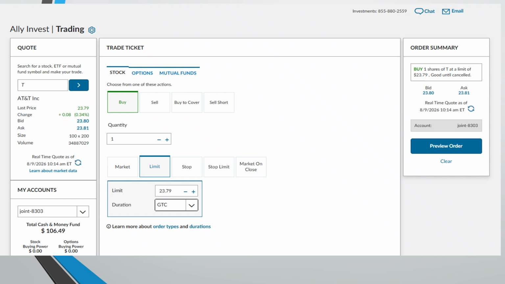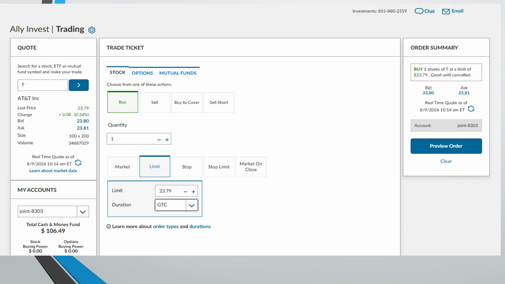And you can see here now you pick how you're going to buy it. You can buy it at market, and that's okay if the market's open and it's a company that trades a lot of shares. AT&T trades a lot of shares, so it's fine to do it at the market. But almost always I recommend do a limit. And when you're doing a limit, it means this is my price I'm going to buy it for. And if it is above that price, it won't trade. It won't go through.